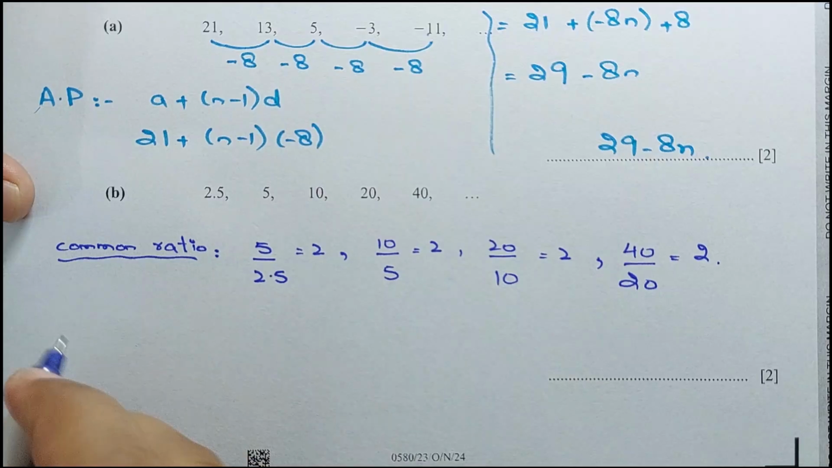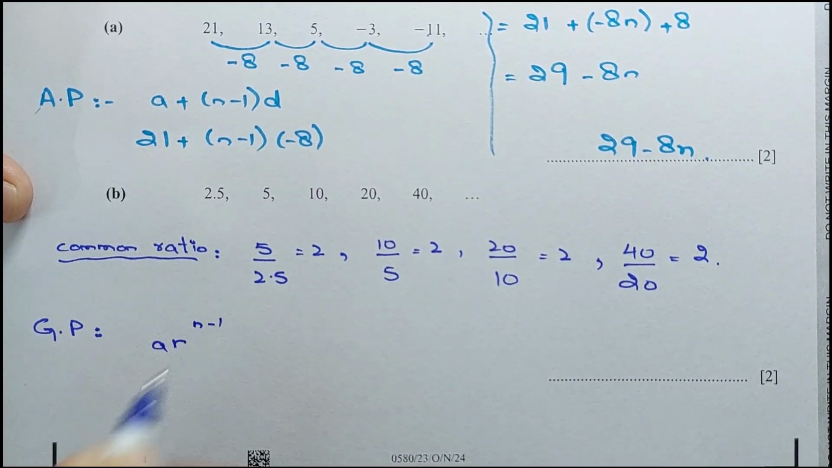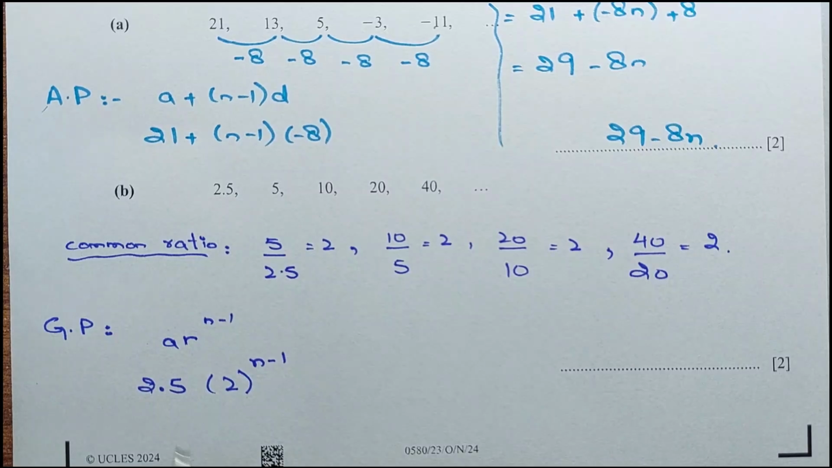When the ratio is common, that sequence is a geometric progression, and its nth term is a r to the power n minus 1. A is the first term, which is 2.5, r is the common ratio, 2, to the power of n minus 1. This answer is also correct. 2.5 into 2 to the power n minus 1, that is also okay. You will not lose any marks, but most students will comment when I upload this video that this answer does not match with the marking scheme.